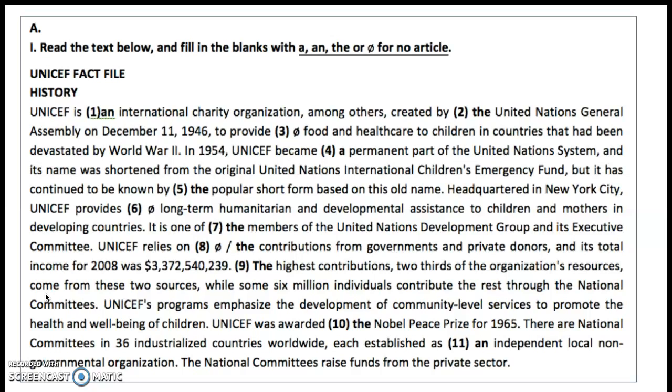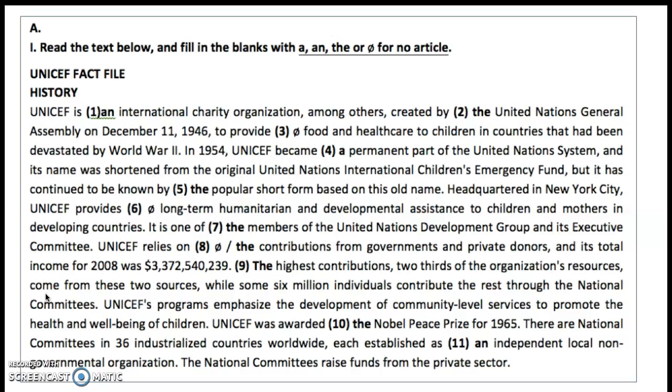Number 1. The answer to this question is N, because International Charity Organization is a singular noun phrase and the word international starts with a vowel. Just like question 11. Please remember that not all the singular nouns that start with a vowel are used with N.